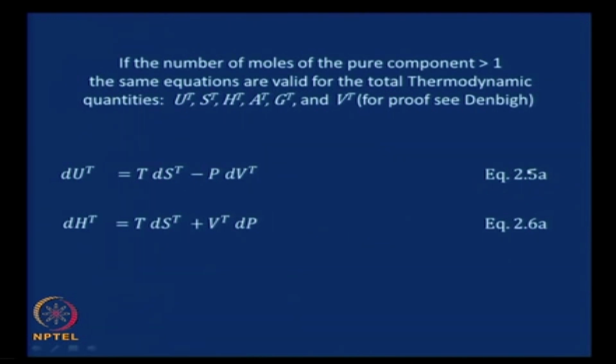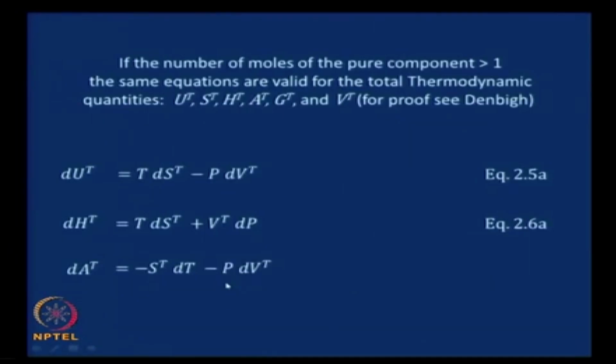You can compare these equations with the equations for 1 mole of a pure substance. dAT equals minus ST dT minus P dVT, equation 2.7a, and dGT equals minus ST dT plus VT dP, which is equation 2.8a. To re-emphasize, these are the equations for a system that consists of n moles of a pure substance and the system is a closed system.